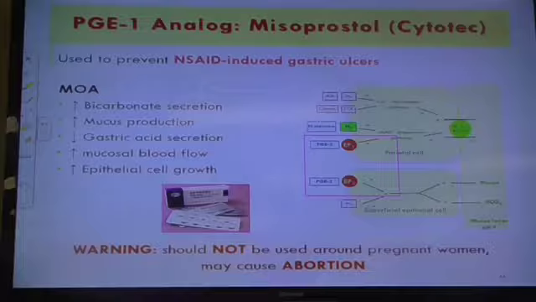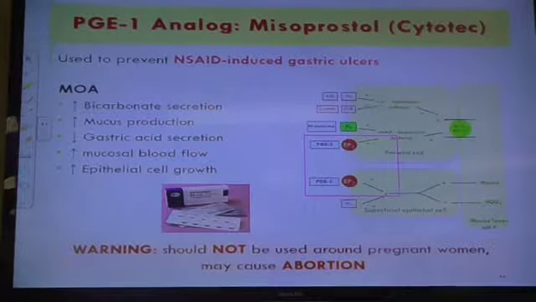Prostaglandin analog, PGE1 analog, which we know as misoprostol. The commercial name is Cytotec. Misoprostol is used to prevent NSAID-induced gastric ulcers, because prostaglandin PGE2 is a key ingredient that stimulates the production of mucus and bicarbonate, and also reduces the production of gastric acid.